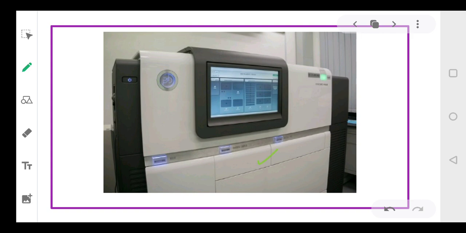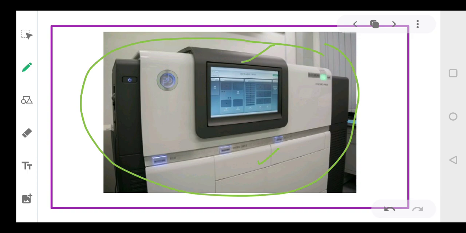This is an automated DNA sequencer. See, this is a machine which is used for DNA sequencing. This is automated. You can easily see a screen. It has computer fitted designs, computer fitted software. So when you feed the DNA into it, automatically it determines the sequence of that particular DNA, the sequence of the small fragments of the DNA, right?